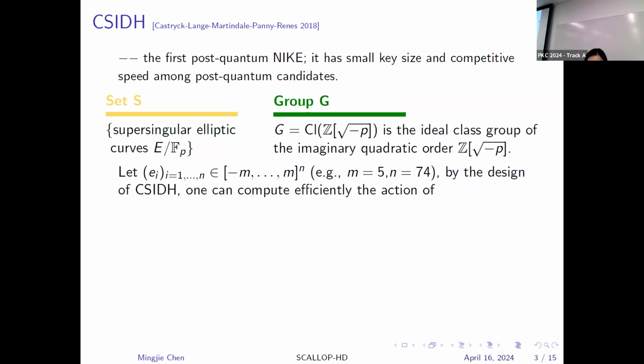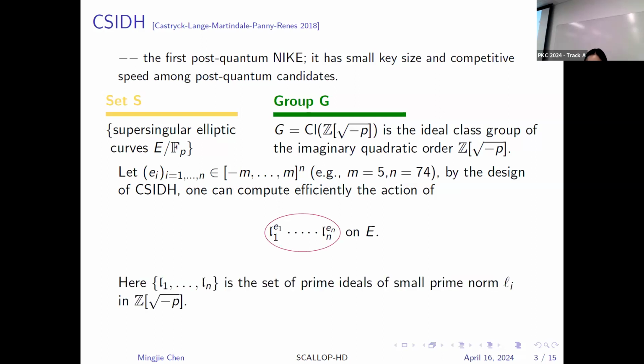In CSIDH, we choose e_i to be an n-tuple with entries from negative m to m. By the design of CSIDH, one can efficiently compute the action of such ideals on curves, where the l_i are prime ideals of small prime norm in this order. And then we can compute the action of their products on elliptic curves.